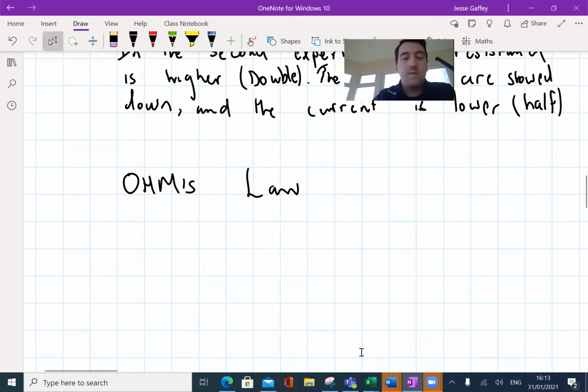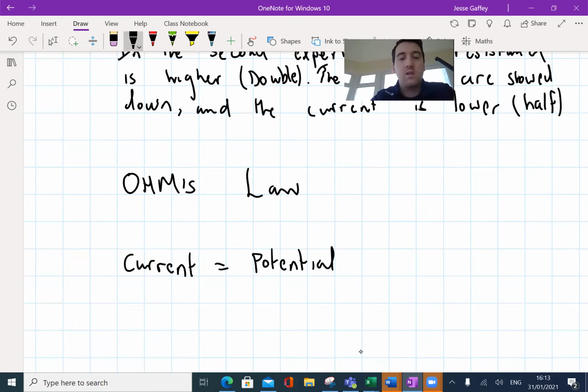Okay, so we've seen that the current relies on two things. The current is equal to, well, it relies on the potential difference. It depends on both of these things. The current depends on the potential difference, and it also depends on the resistance.